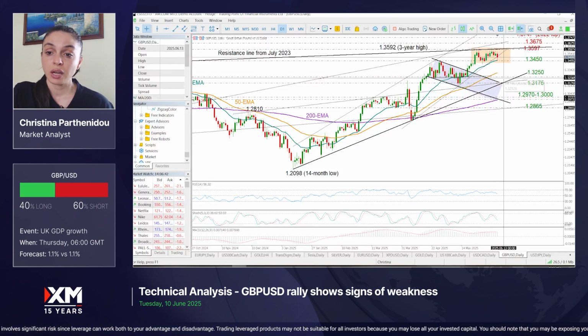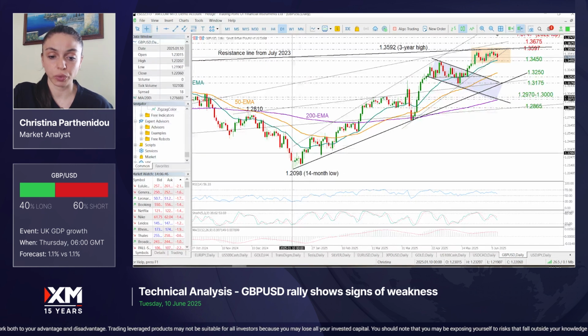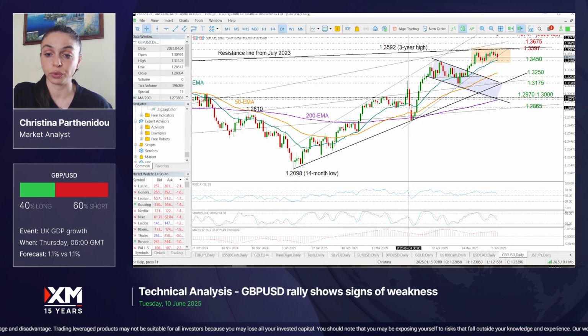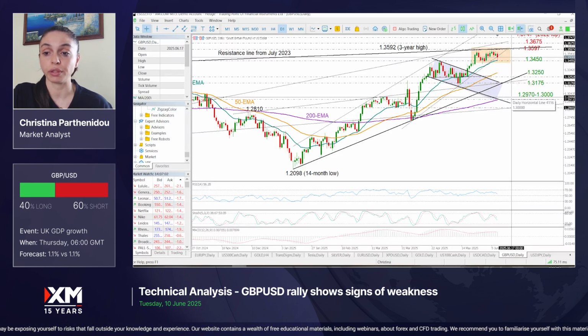Then slightly below that, this trend line over here, which connects the lows from January 2025, could be crucial near 1.3175. A violation here would signal a bearish trend reversal, likely causing a steeper decline towards the 1.30, 1.2970 territory.